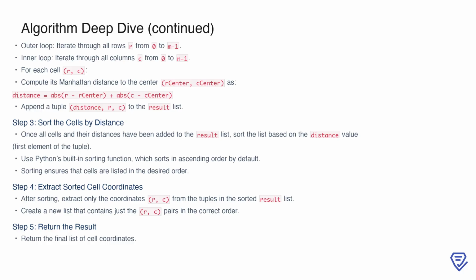This step is crucial because it ensures the output adheres to the problem's requirement of sorting by distance. Finally, after sorting the list, we extract only the coordinates of the cells, leaving out the distance values, and prepare the final result list to return.